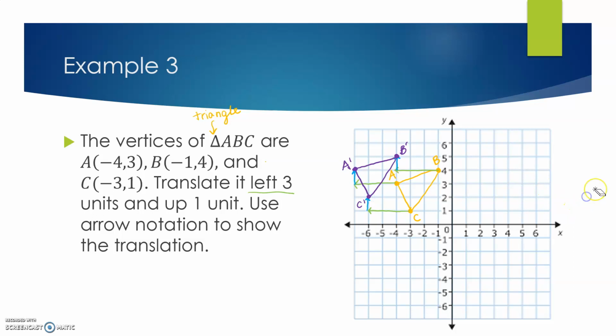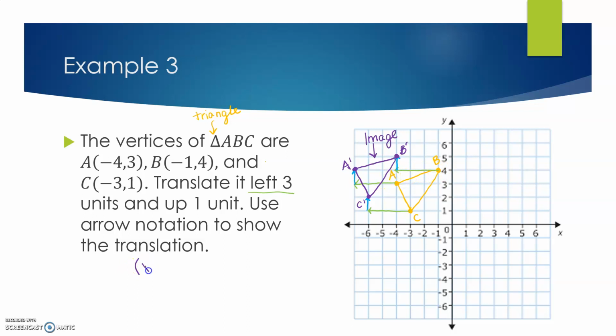And this would be my triangle. Now, it says use arrow notation to show the translation. And so instead of writing the coordinates for each point, we're going to write a general rule for what's happening. So we're going to say for the pre-image, remember that this shape here is the image. It's after the translation. To get from our pre-image to our image, we had to move left 3.